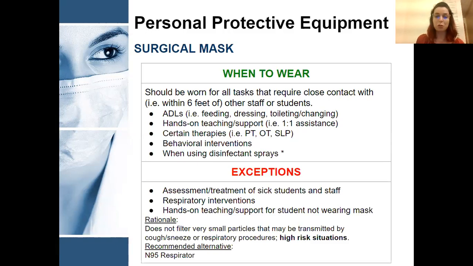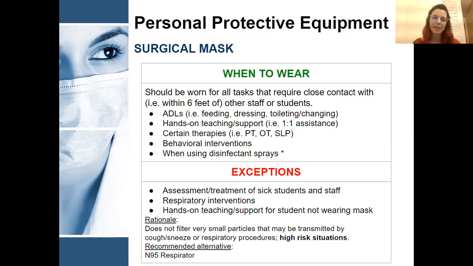Exceptions to using the surgical mask are assessment or treatment of sick students or staff, respiratory interventions, or any hands-on teaching support that's going to be required for students that are incapable of tolerating a mask. Obviously, that's something that we are trying to work on, but in the event that your student at this present time is incapable of wearing a mask, you are going to want the alternative, which is the N95 respirator.